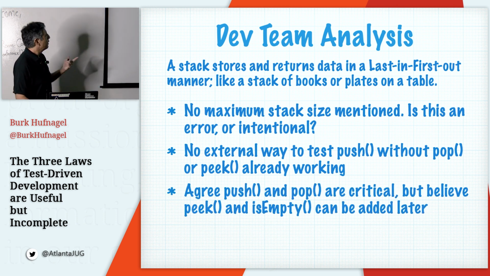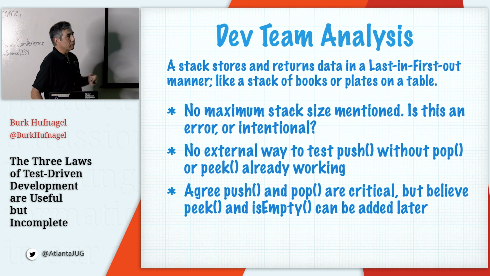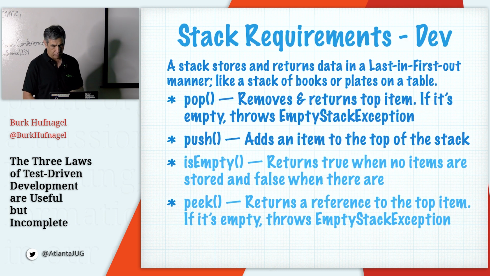Push and pop are critical. Peek and is empty, those two can be added later. So for a minimum viable product, really we just need push and pop. So we're going to recommend that.